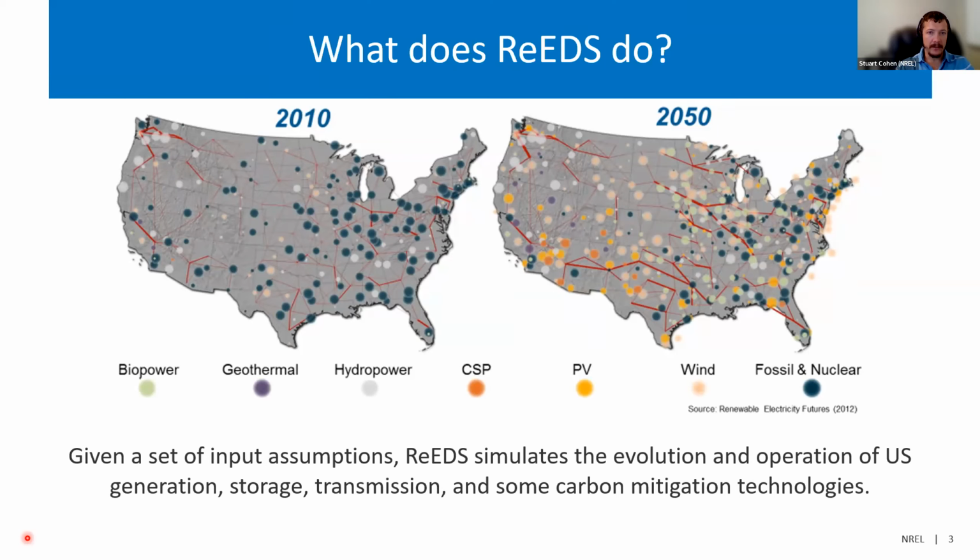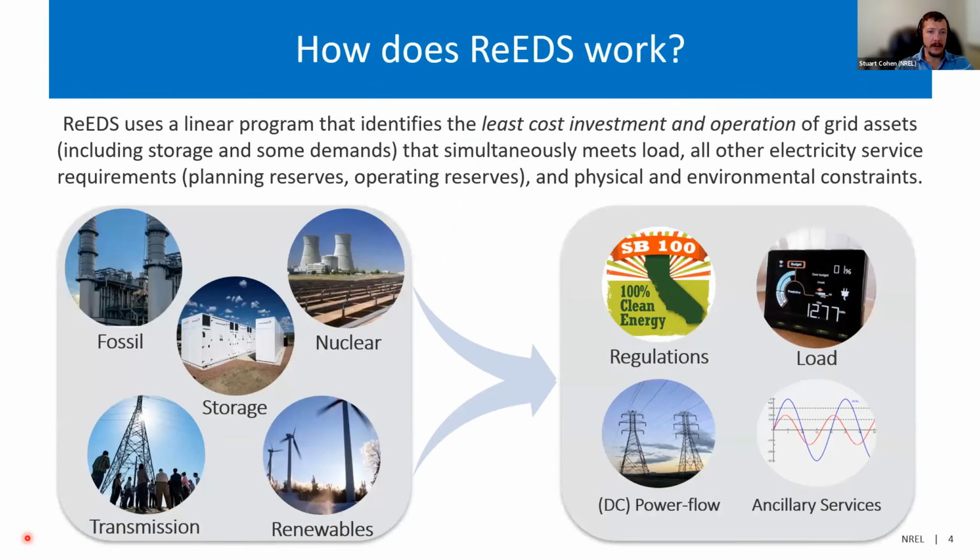So the model is taking inputs related to the various types of technologies that can contribute to providing grid services. And it also accounts for a large range of electricity system constraints and realistic limitations in the system.